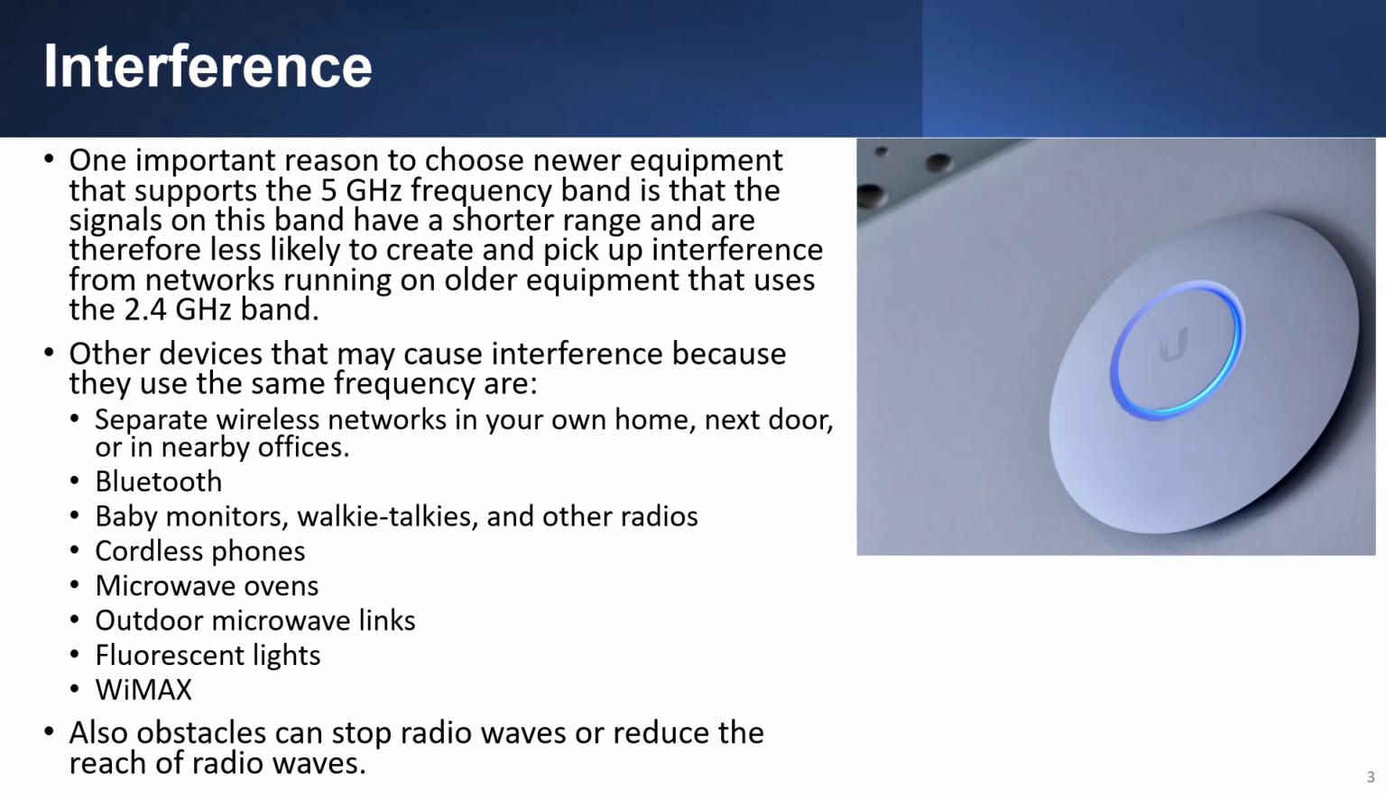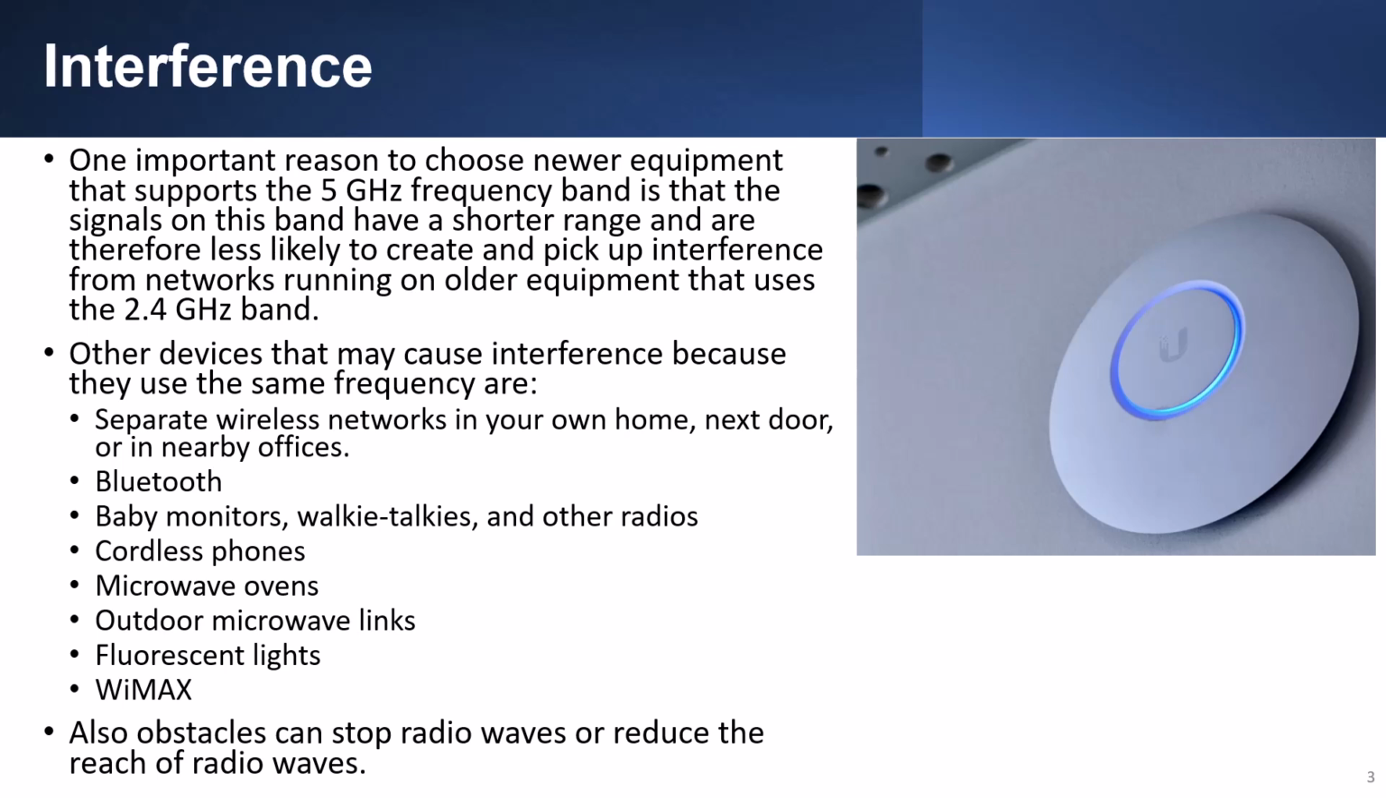One important reason to choose newer equipment that supports the 5 GHz frequency band is that the signals on the band have a shorter range and are therefore less likely to create and pick up interference from networks running on older equipment that uses the 2.4 GHz band.